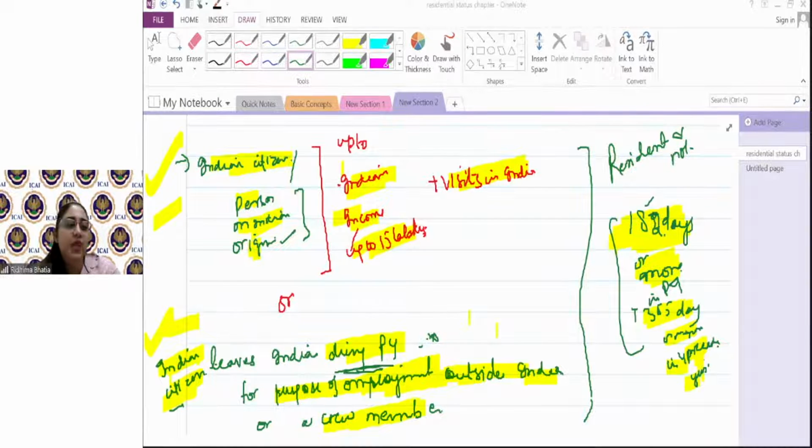Vishali asks: if a person is leaving India for employment, and his stay in India is less than 182 days, he would be a non-resident. Even if the 60 days criteria is matching, no, you don't look at that. Okay, only one criteria has to be seen, 182 days and 365 days.